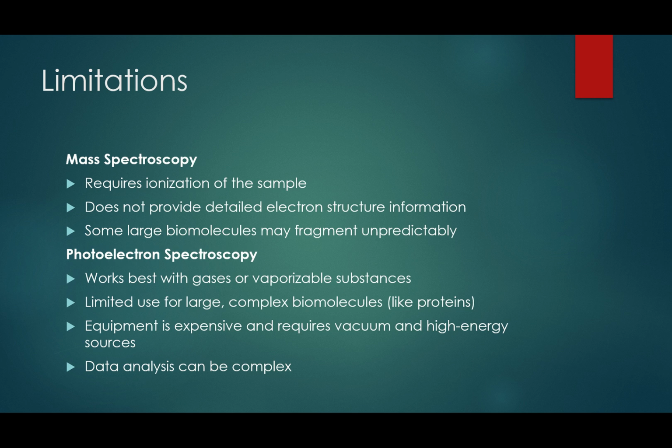Photoelectron spectroscopy needs the sample to be in gas form or at least vaporizable. That rules out a lot of the biological molecules like proteins and enzymes, unless they're specially prepared, which is hard to do. Also, photoelectron spectroscopy instruments are expensive and require vacuum systems and high-energy photon sources, which makes it a lot harder to use regularly. So while both are powerful, each one is better suited for different types of samples.